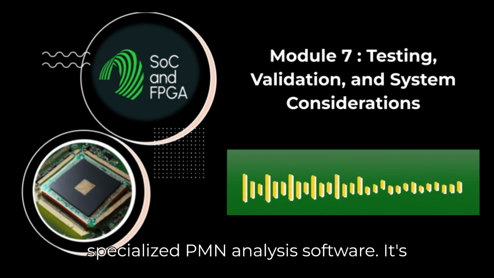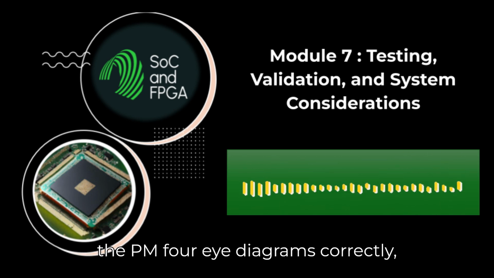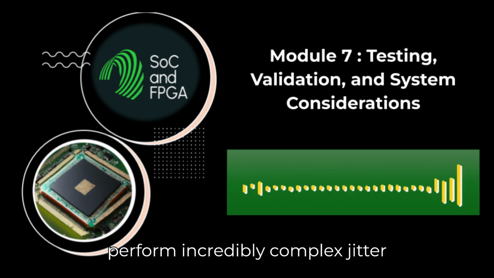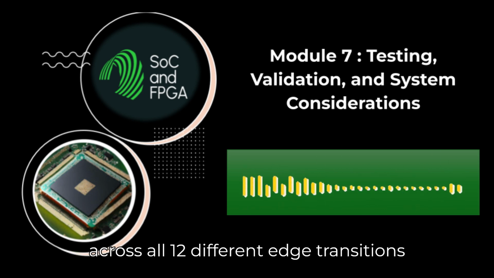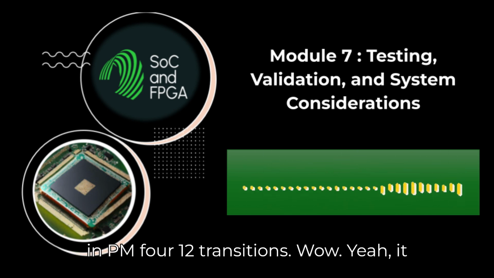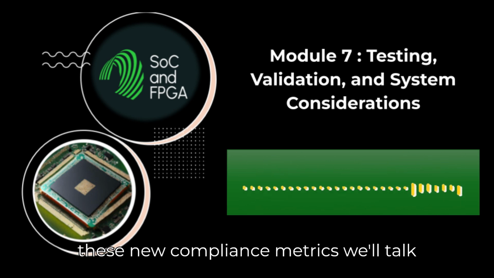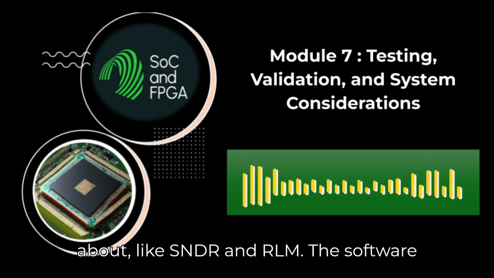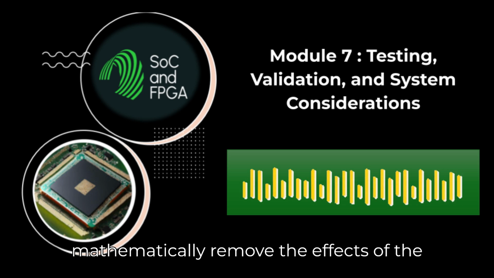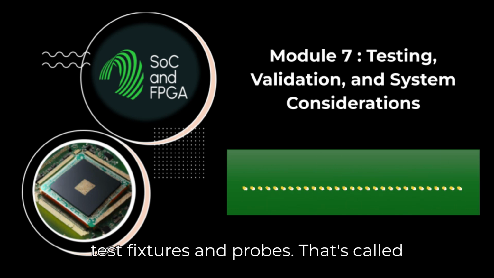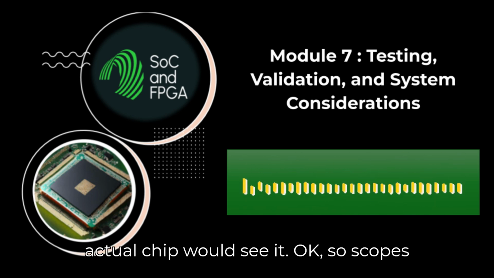Software for what, specifically? Well, you need specialized PAM4 analysis software. It's mandatory now. It does things like build the PAM4 eye diagrams correctly and perform incredibly complex jitter analysis, breaking down timing variations across all 12 different edge transitions in PAM4. 12 transitions, wow. Yeah, it gets complicated fast. And it calculates these new compliance metrics we'll talk about, like SNDR and RLM. The software also has to be smart enough to mathematically remove the effects of the test fixtures and probes, that's called de-embedding, and apply a reference receiver model to see the signal as the actual chip would see it.